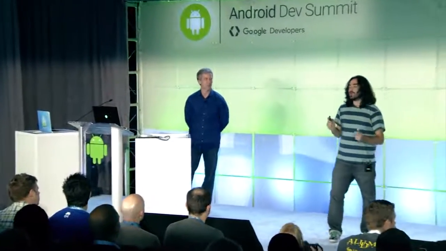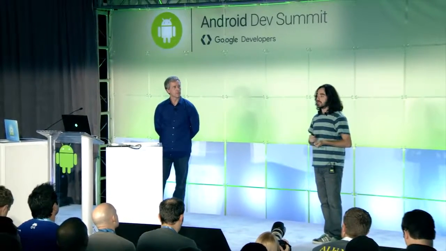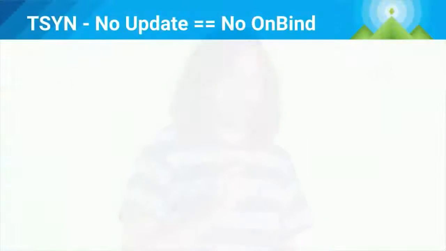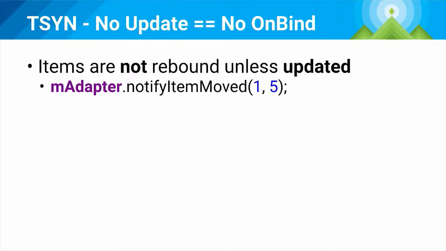OK, so we wanted to touch base on some important things about RecyclerView that we think you should know about. So no update means no onBind. This is one problem when people transition from ListView and come with the same expectations. RecyclerView is different. So if you don't tell it that an item has been updated, we are not going to rebind it. How do you update an item?